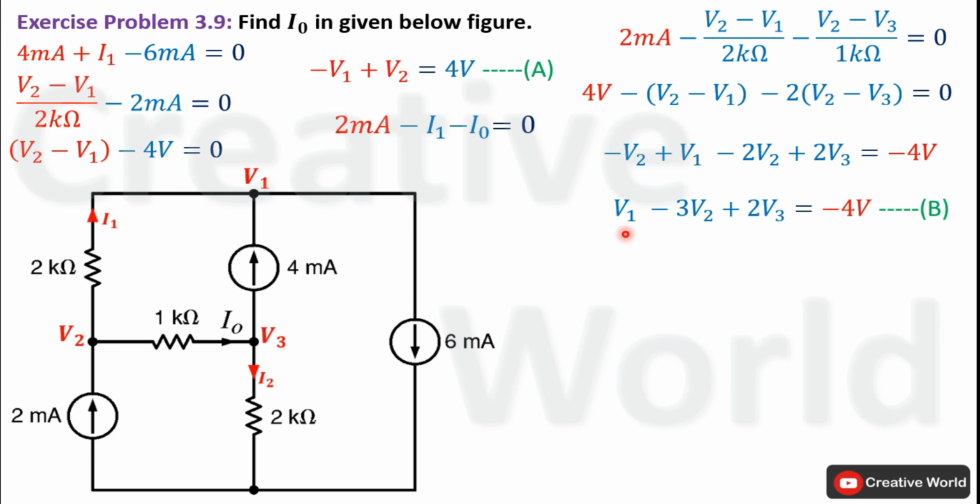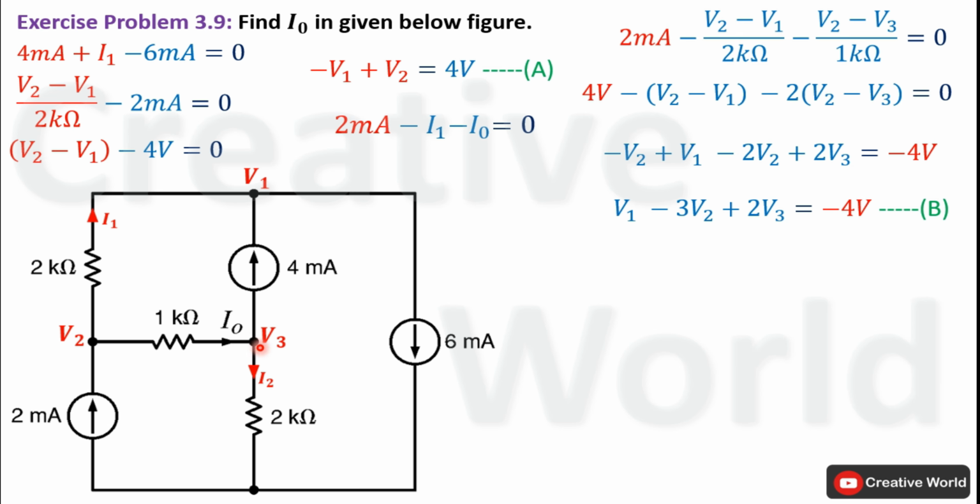The equation will become V1 minus 3V2 plus 2V3 equal to minus 4 volt. We cannot further solve this equation, so leave it for now and label it as equation B. It is the second node voltage equation of this network. Now we will apply Kirchhoff's current law on this third node.